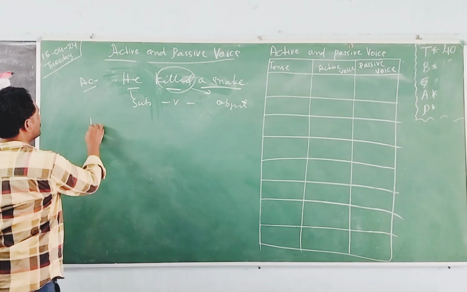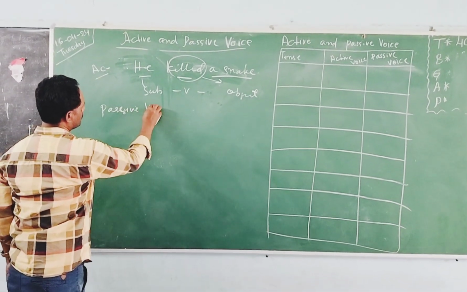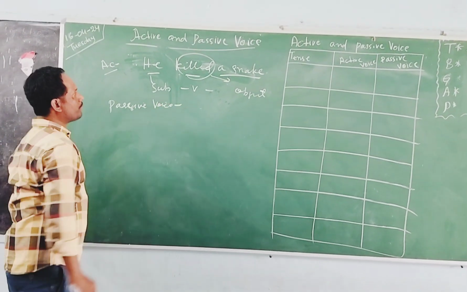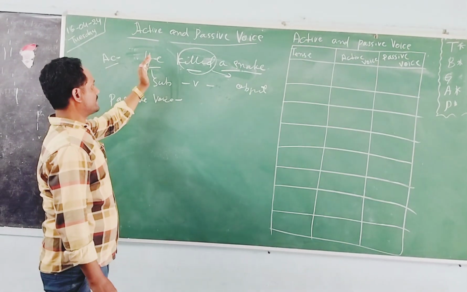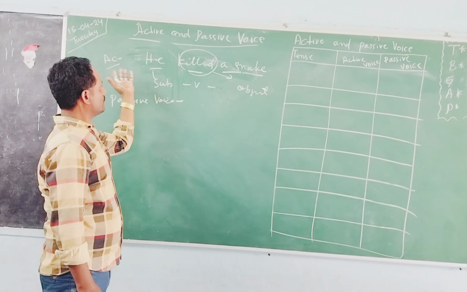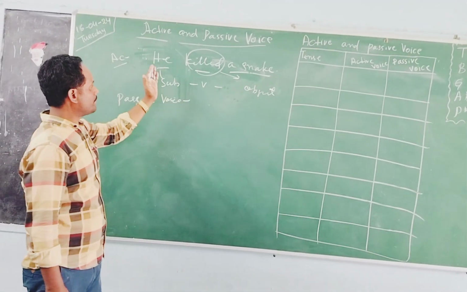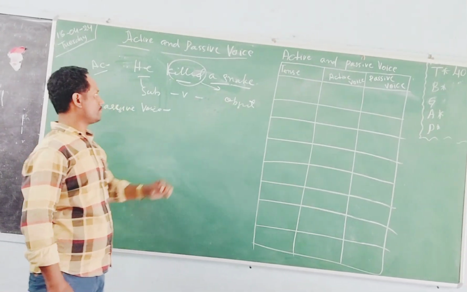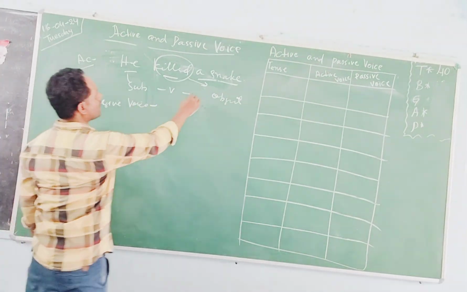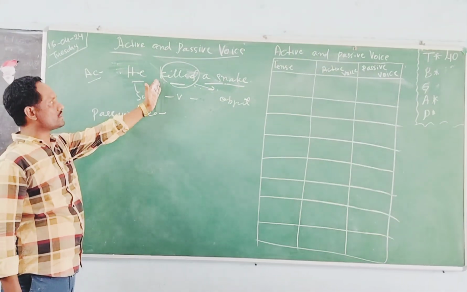And passive voice. We are giving importance to the object. What happened to the object? Here the subject is the giver and the object is the receiver. What the subject is doing in passive voice? What happened to the object? So what happens here? He killed a snake. He killed a snake. This is the past simple.